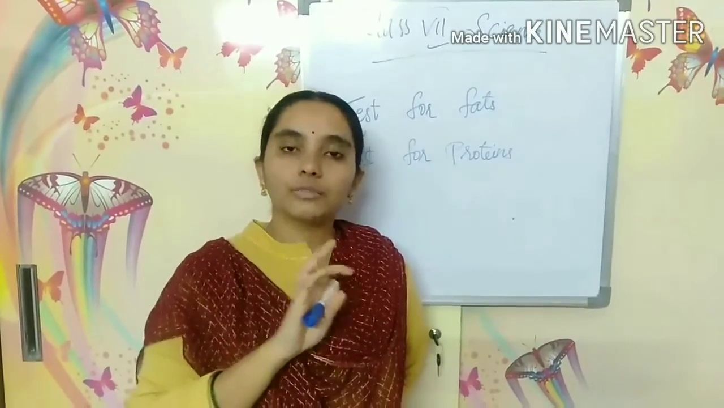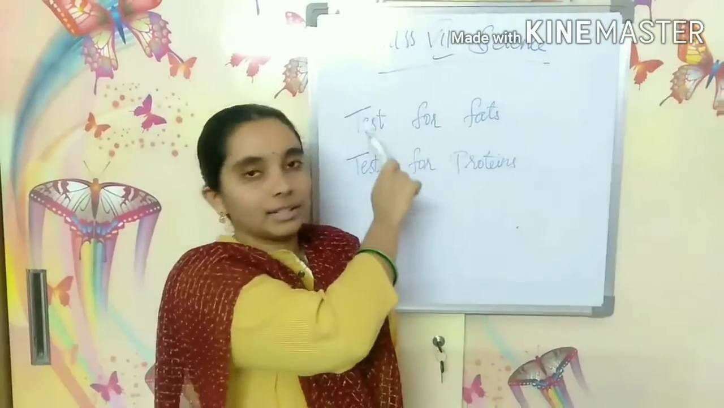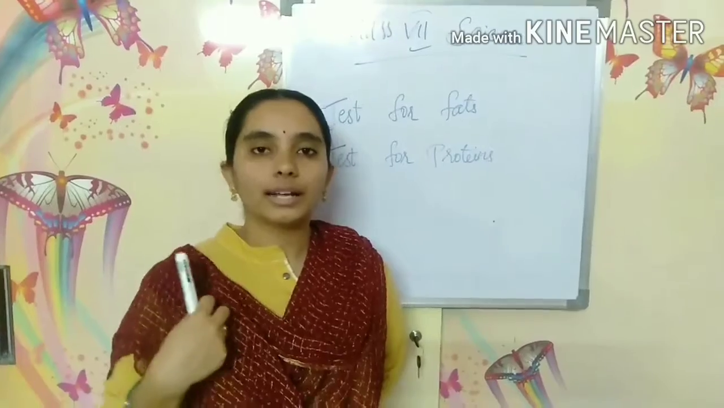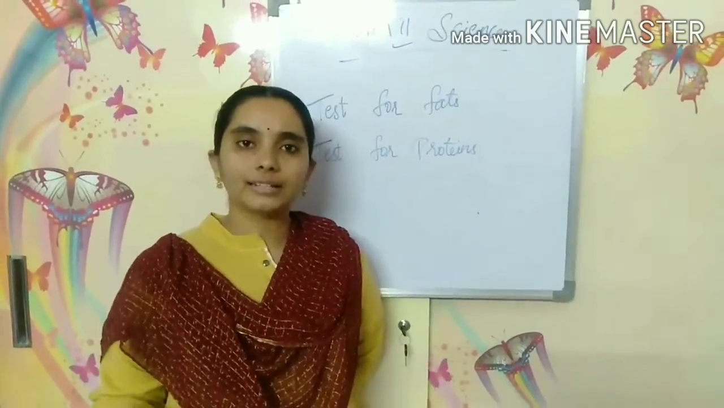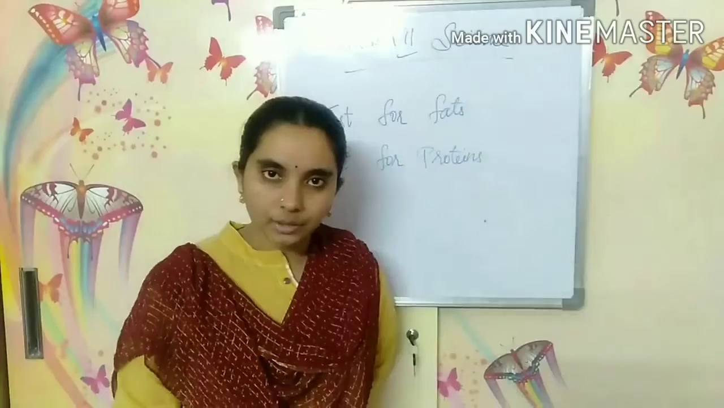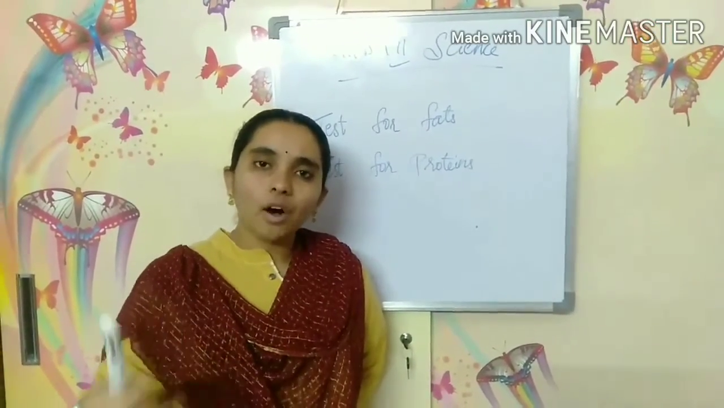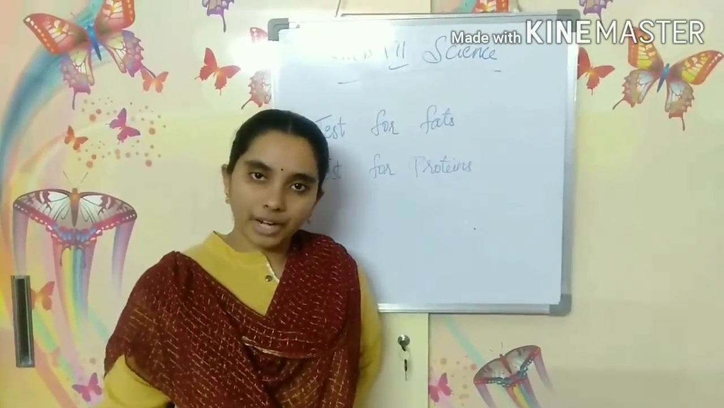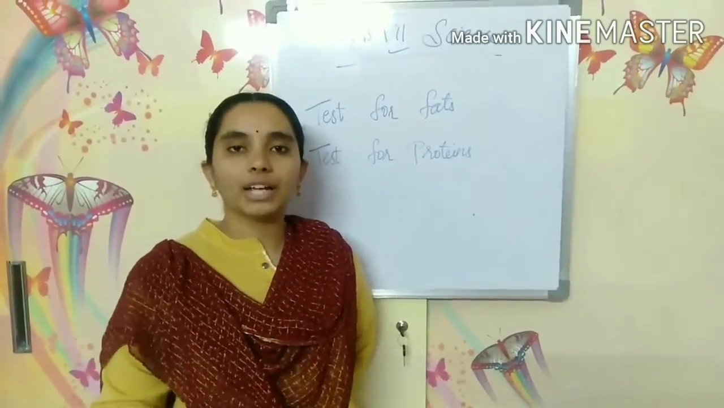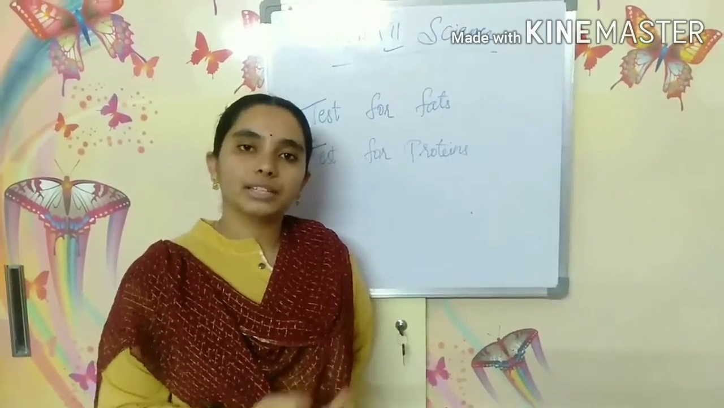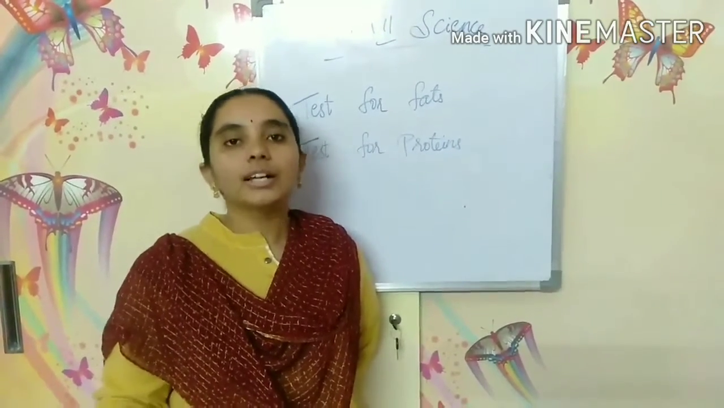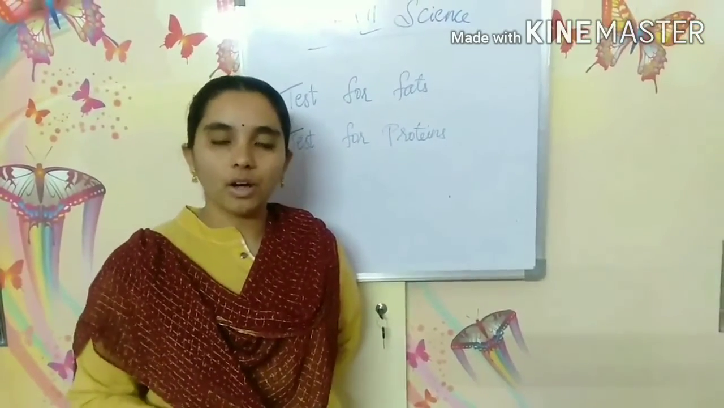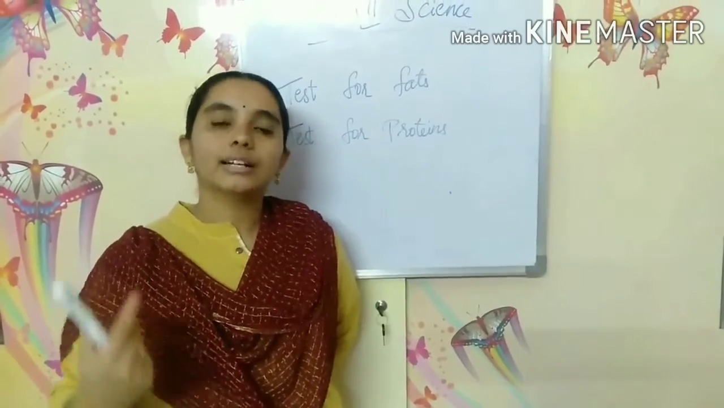So in this experiment, the test for fats, we need to take some food items. Any food items like rice, you can take potato chips or any oily items which are deep fried. And we can test the other substances also, like we have seen in the test for starch where we have taken potato, so that also you can take and test.